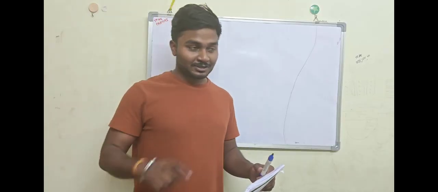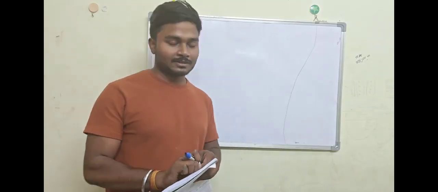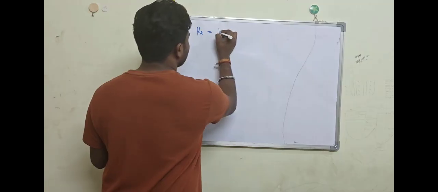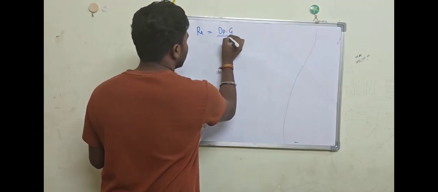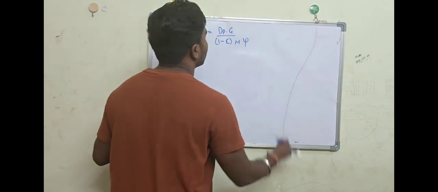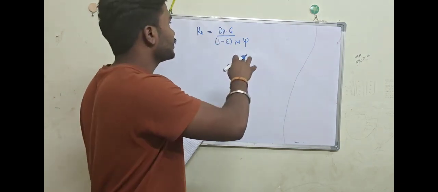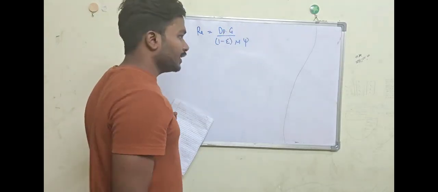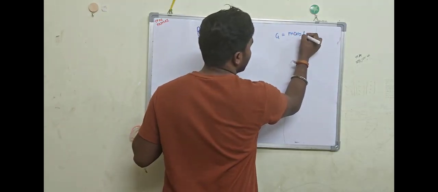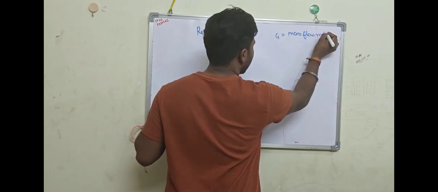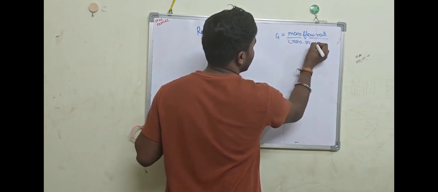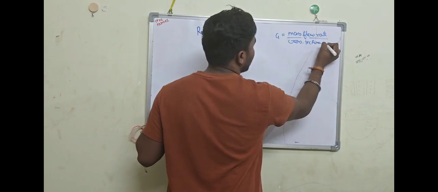Now we will see the solution of this question. So first we will calculate the Reynolds number. So let's write the formula. Re is given as dP into G into 1 minus epsilon upon mu into psi. So dP is the diameter of the particle, which was given. G is the mass flow rate per unit area. G can be calculated as G equals mass flow rate upon cross-sectional area of the bed.